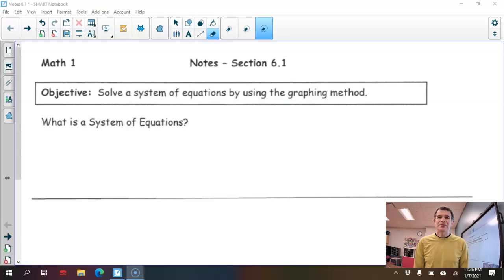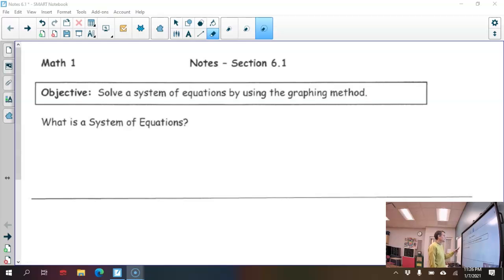Today we're going to start Chapter 6. Next week will be our first week back in school, so I can't wait to see everybody. Hopefully this first section will go pretty easily for you. Here we go. Let's get started, I guess. Chapter 6 is all about solving a system of equations. And so here we go. Let's see what we got.